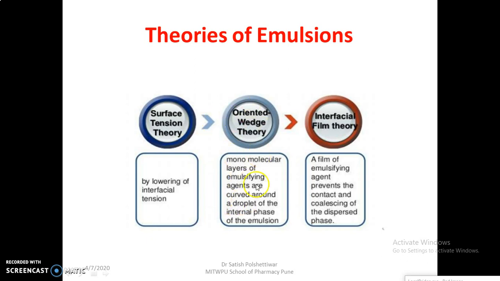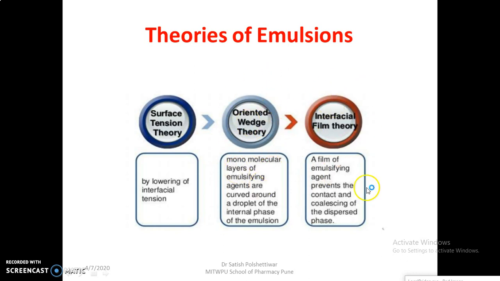That is what we call oriented wedge theory. That's why it's called oriented wedge. You have to just bring down the downward force. You have to make what we call zero force. The force of attraction and the other forces you have to always make zero. Then and only then will it make your system stable.